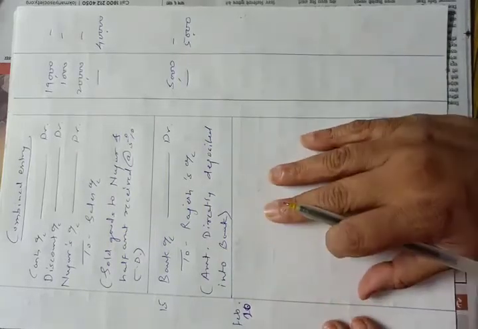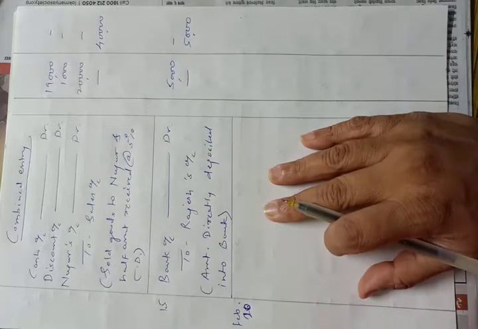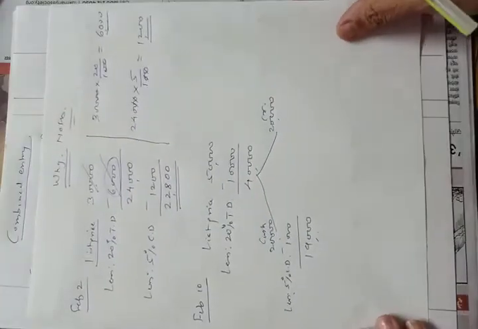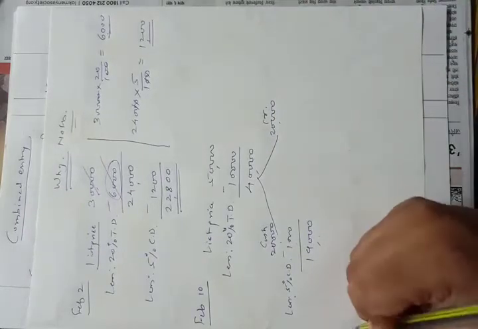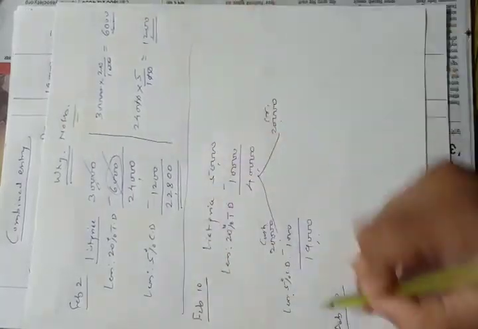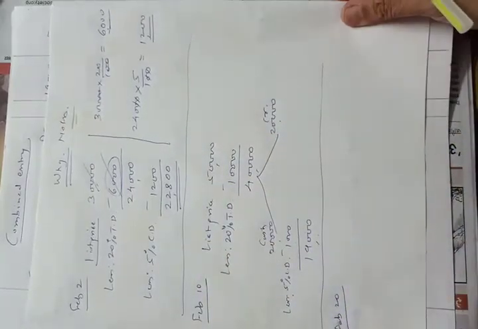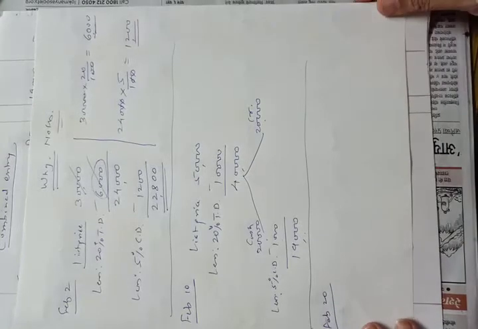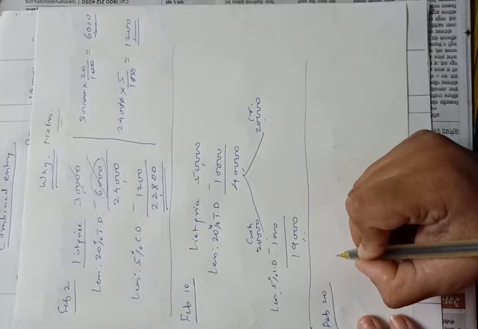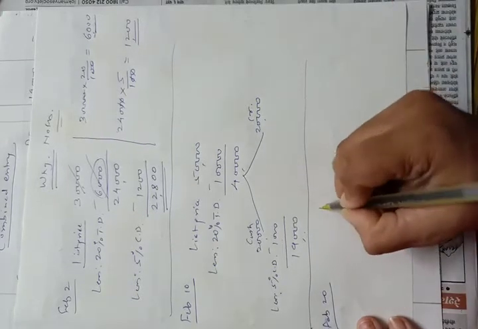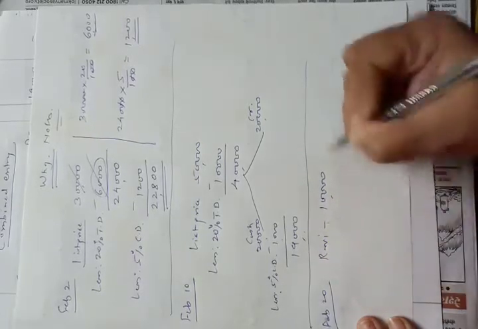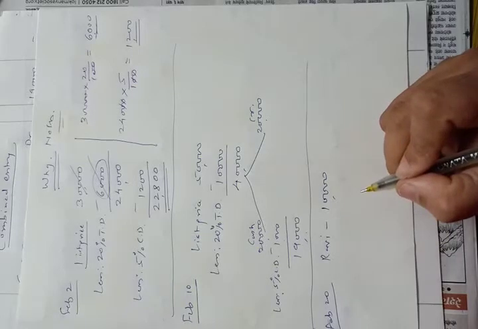Now we will pass last entry of this problem. Mr. Ravi owed us rupees 10,000, is declared insolvent. Let's do some working here for February 20, just for your better understanding. 3 working notes we have prepared. Preparing working notes is necessary for accurate calculation. Ravi owed rupees 10,000. He is declared insolvent. So amount receivable is 10,000 rupees from Ravi. This is the amount receivable from him.